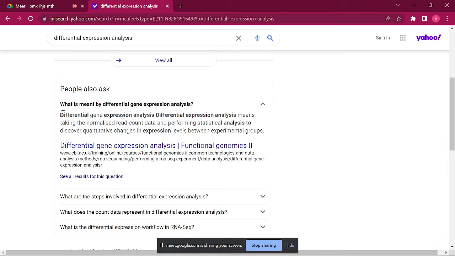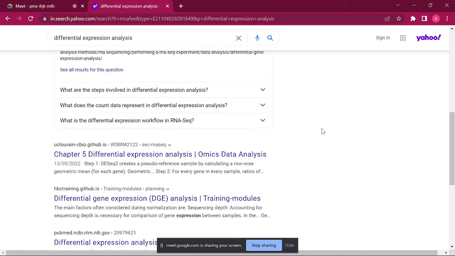यहाँ पर देखो, ध्यान से देखो चीजें। Differential gene expression analysis, differential expression analysis means taking a normalized read count and performing statistical analysis to discover quantitative changes in expression level between experimental groups. It is simply we are just comparing the two different sets of conditions.